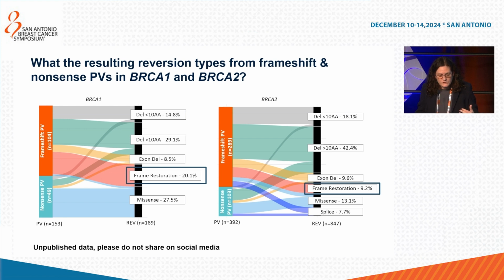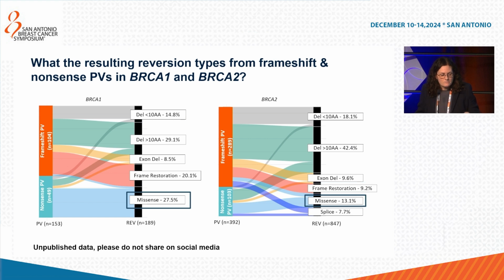When you have frame restoration, interestingly, it's much more common in BRCA1 than in BRCA2. Missense variant reversions are also much more common in BRCA1 than BRCA2. And interestingly, splice reversions are very common in BRCA2 but not seen in BRCA1. So the mechanism of causing the reversion, or becoming revertant, is very different from BRCA1 to BRCA2.